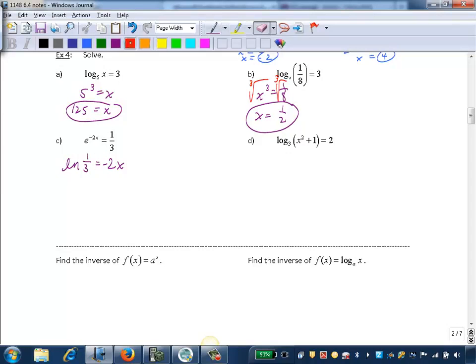So then I just need to divide both sides by negative 2 to isolate the variable. So then we'll have x equals negative 1/2 natural log 1/3. So this is our exact answer. So you'll be asked to find exact answers and to approximate to a certain number of decimal places.